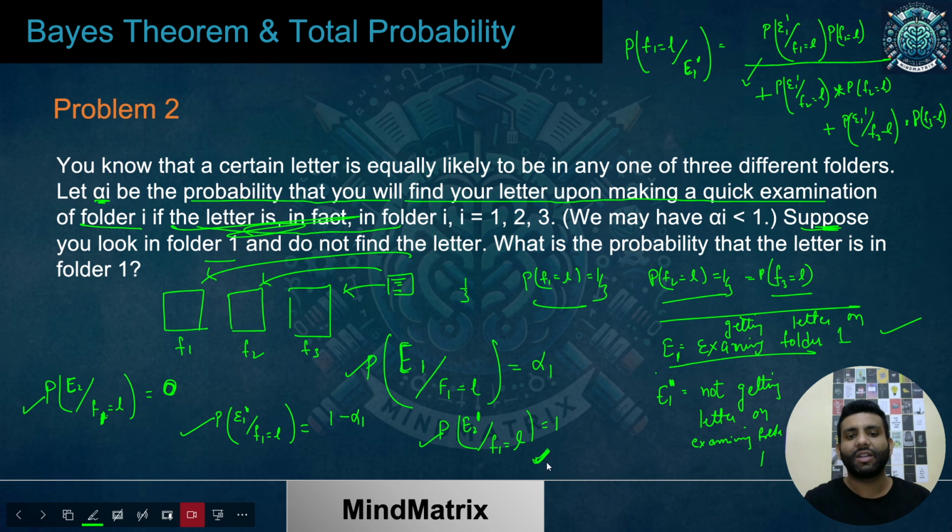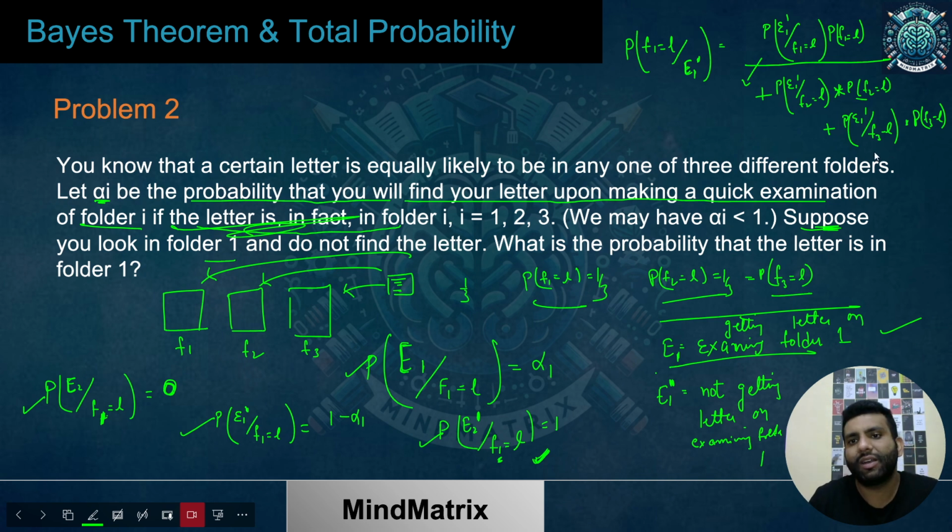We have already seen this kind of thing. You may be getting confused that F1 is there but F2 is here, and this is E1 dash. The concept is the same. It means your letter is in folder 2, but you are examining folder 1 and not getting the letter. Then that probability is 1, because you are checking the wrong folder. And this is the probability that F2 has the letter, and you already know the letter may be in any folder equiprobably.